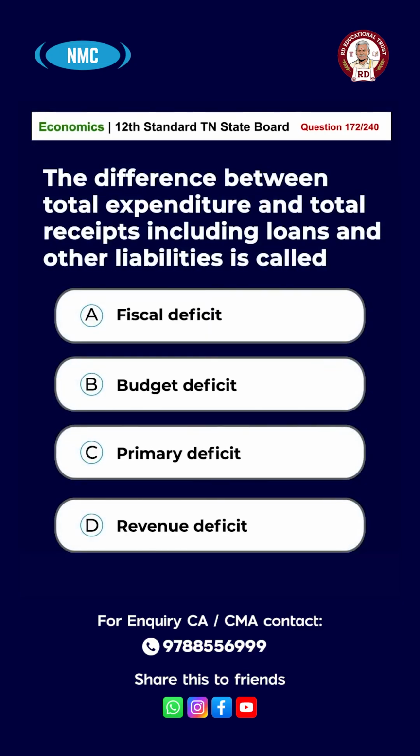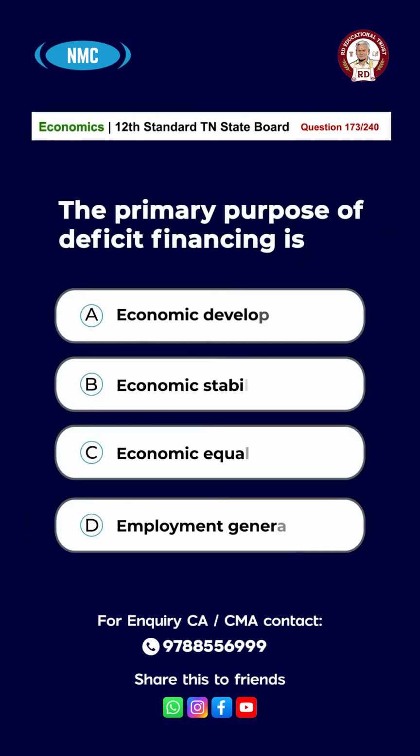Question number 172. The difference between total expenditure and total receipts including loans and other liabilities is called A. Fiscal deficit, B. Budget deficit, C. Primary deficit, D. Revenue deficit. The answer is option A. Fiscal deficit.